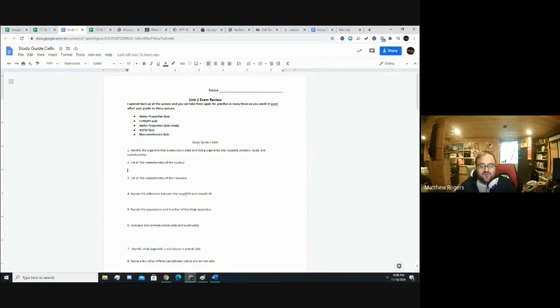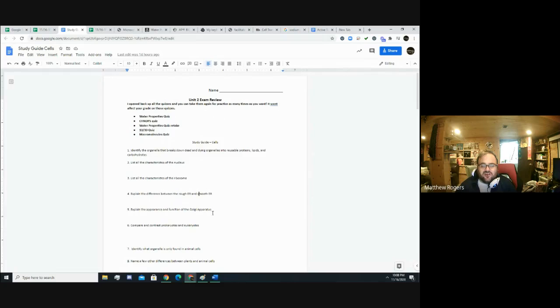Explain the difference between the rough ER and smooth ER. The rough ER has ribosomes attached to it, and it's going to help with the production of proteins, and it's the internal highway membrane system of the cell. So it's going to help move these proteins around so they get to the places they need to go faster. The smooth ER does not have any ribosomes, and its main job is to make lipids for the cell membrane.